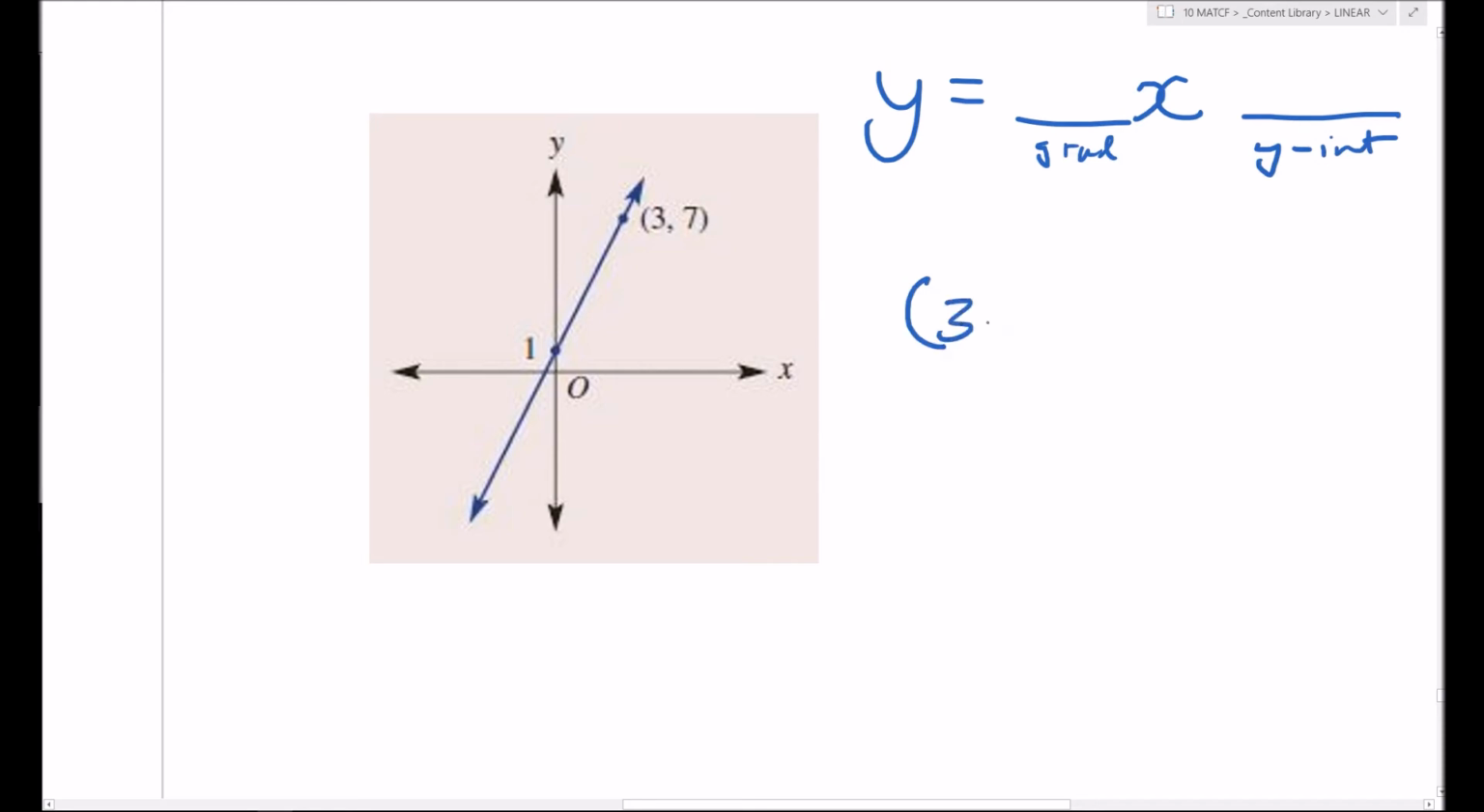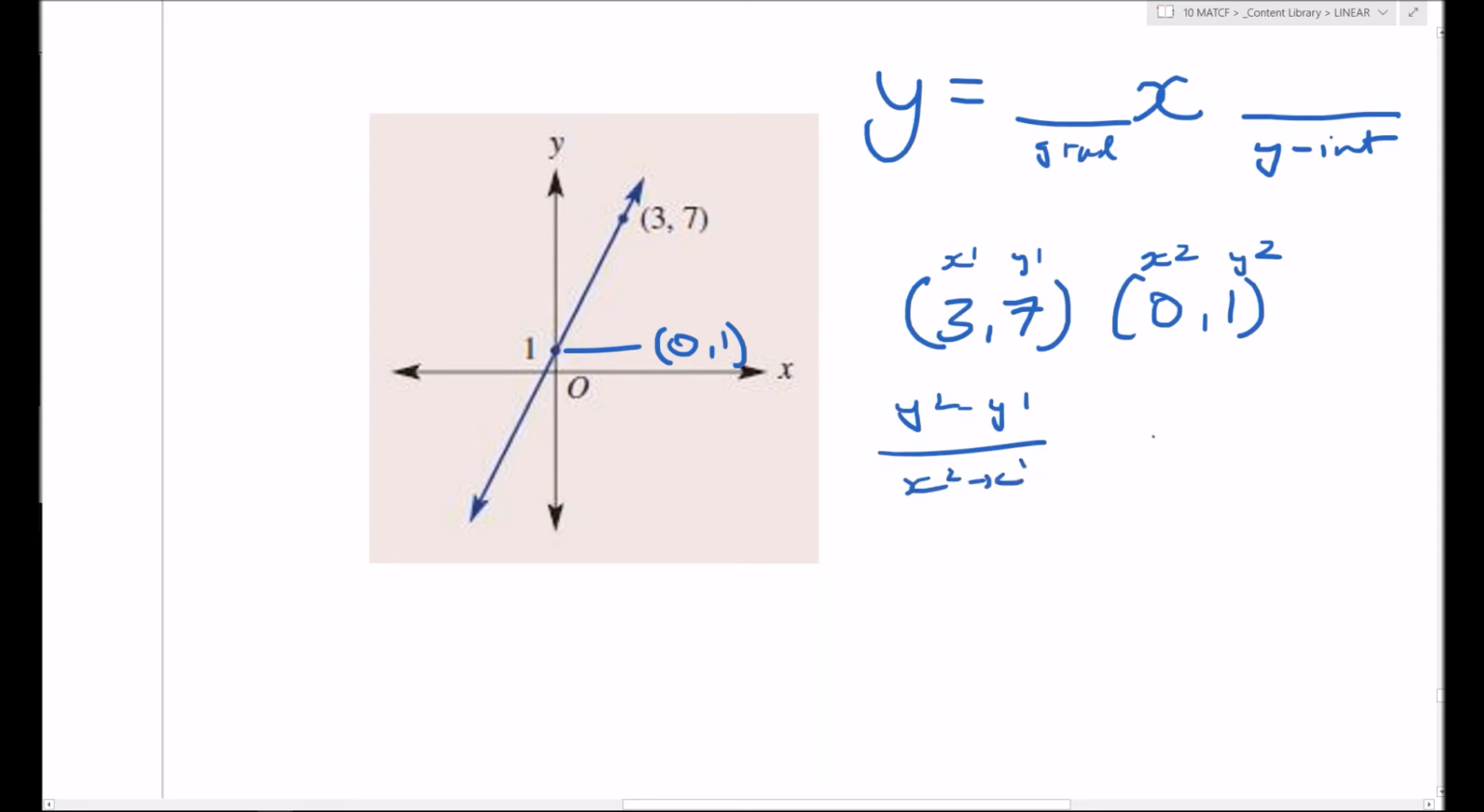Your two coordinates are 3, 7, and your other coordinate here, what's this one? It is the y-intercept, so it's 0, 1. So you've got x1, y1, x2, y2. Label it if you need to. Remember your formula, y2 minus y1 over x2 minus x1. So that means y2 is 1, and y1 is 7. So 1 take away 7, over 0, which is x2, take away x1, which is the 3 there.